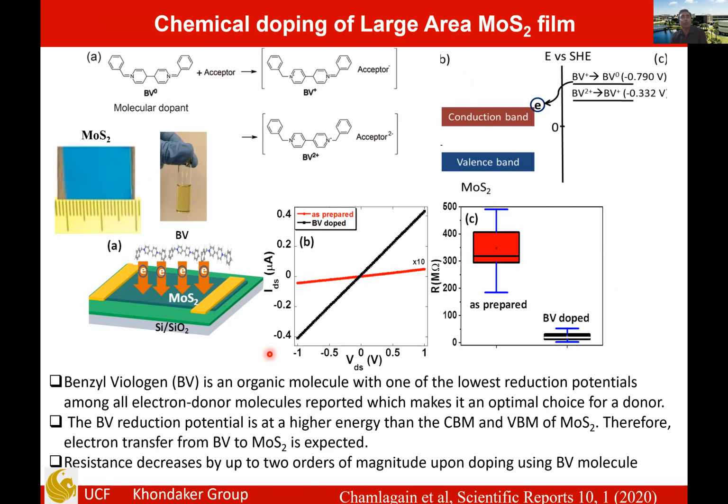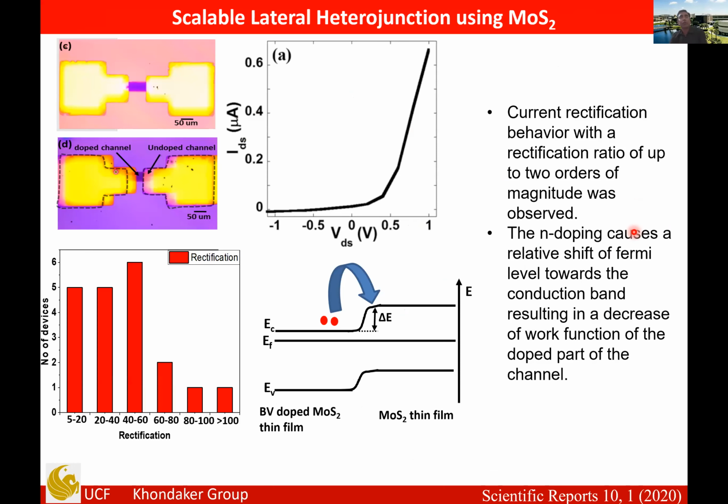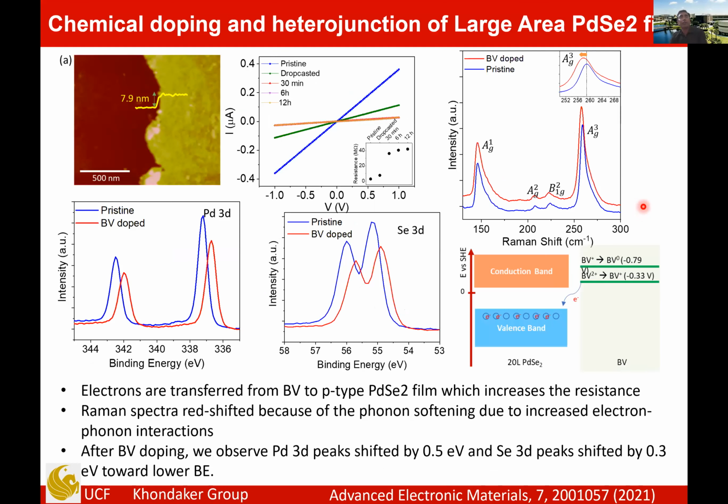We have also used a chemical dopant such as benzyl viologen, and that dopes molybdenum disulfide; it's an N dopant. So it dopes and increases the current, or conductivity, of the material. These are some other data to show that it did get doped. This is an XPS characterization. We can also use this kind of doping to change the band diagram of the material. This is palladium diselenide. We have also used benzyl viologen to dope these materials.